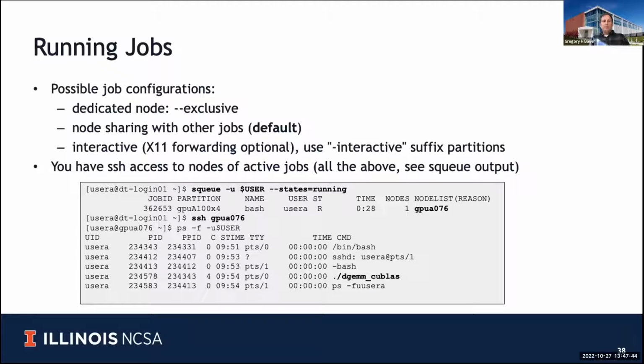Not really recommended for people who are thousands of miles away and trying to do X applications without using a VNC type approach, but we support that in principle. And as I mentioned earlier, you can SSH to a compute node in your job, and we highlight here how you can simply print out from Slurm to figure out what nodes are allocated for your job, and then you can SSH to that job.